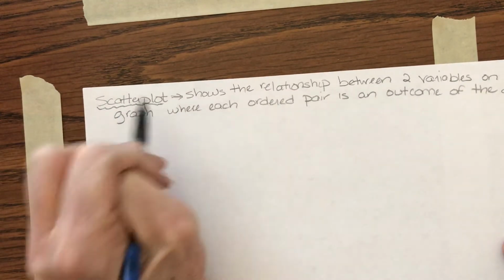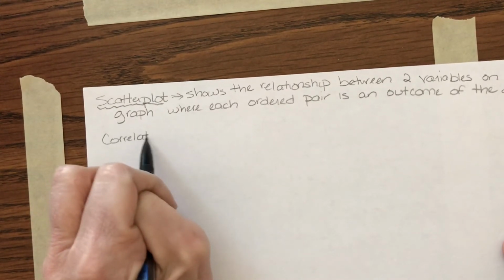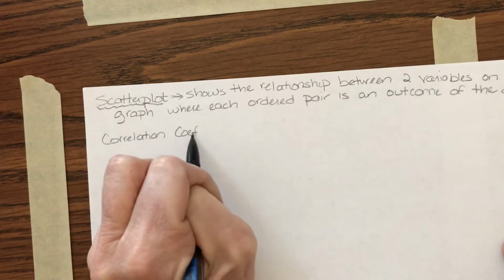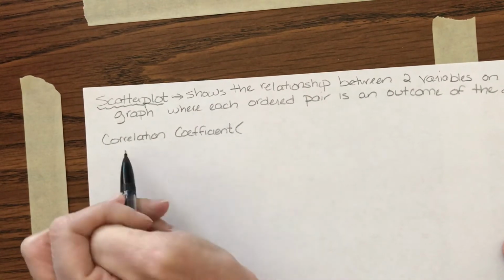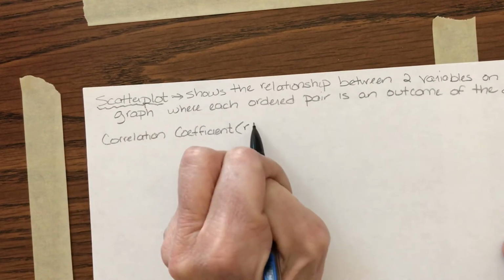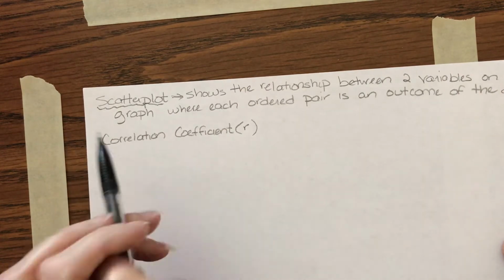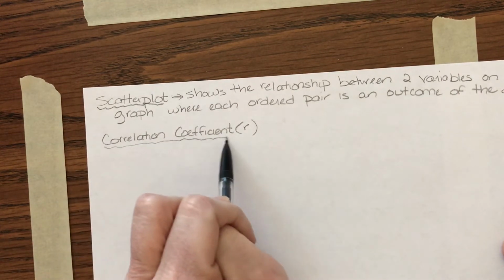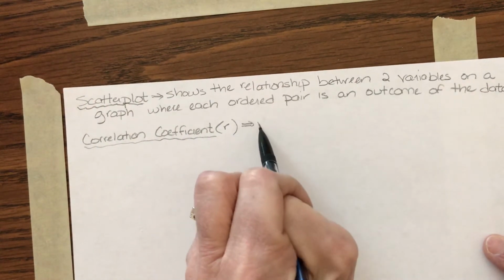What you're less familiar with, though, is the term correlation coefficient. And it's kind of weird. The algebra letter that they use to represent correlation coefficient is the letter R. That'll probably make more sense when you get into upper level math classes in high school, but you just have to memorize it. So it's like we have slope is M, don't know why, y-intercept is B, don't know why, correlation coefficient is R.